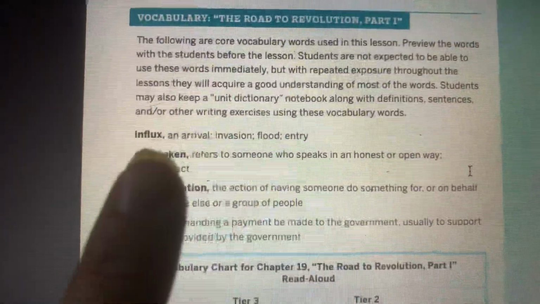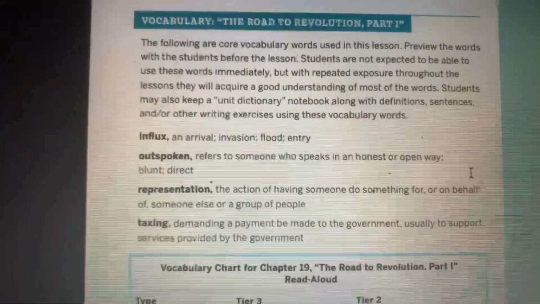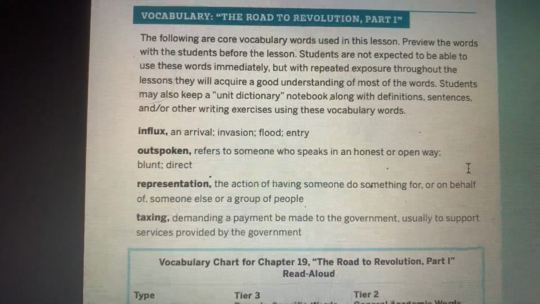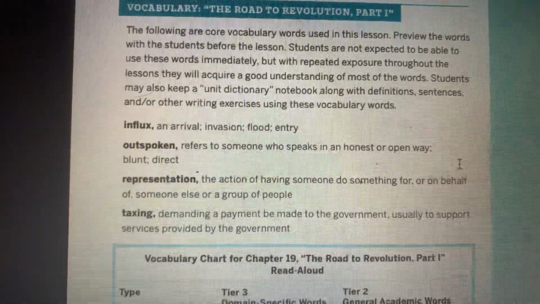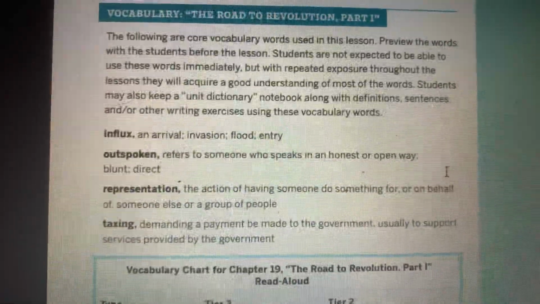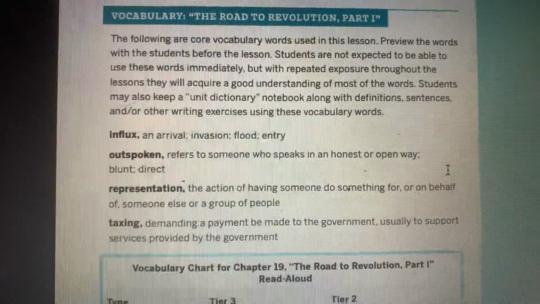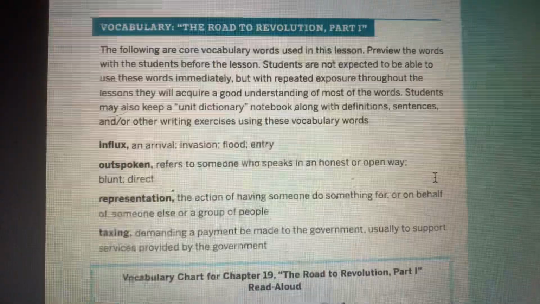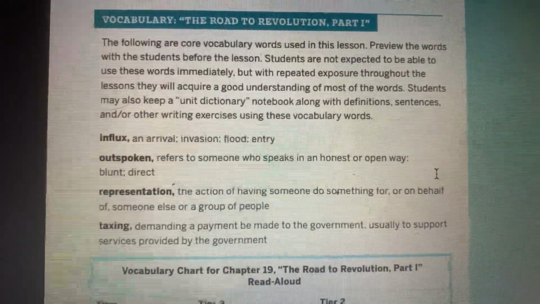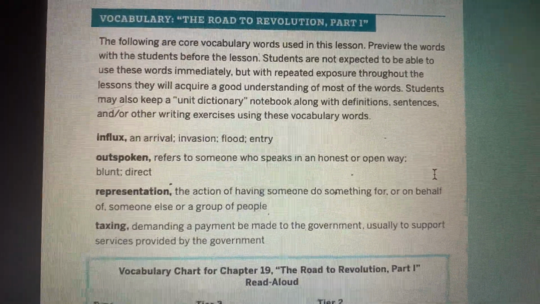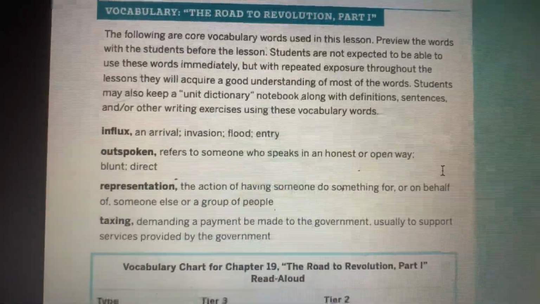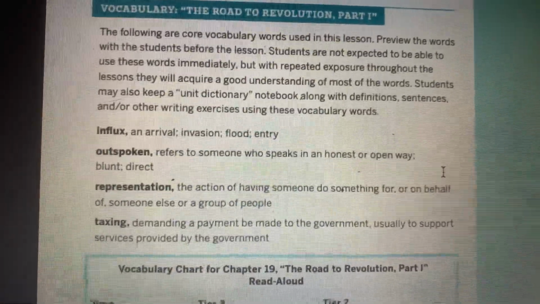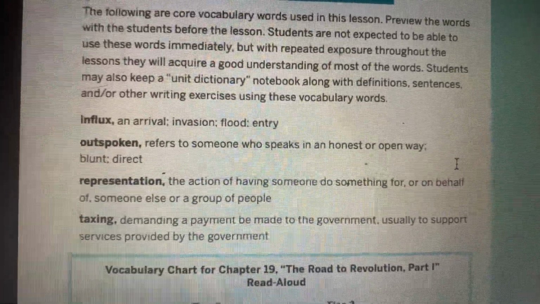Let's take a look down here at our vocabulary words. Influx, that is an arrival or an invasion, a flood, an entry. Outspoken refers to someone who speaks in an honest or open way, blunt or direct. Representation, the action of having someone to do something for or on behalf of someone else or a group of people. And taxing, demanding a payment to be made to the government, usually to support services provided by the government.